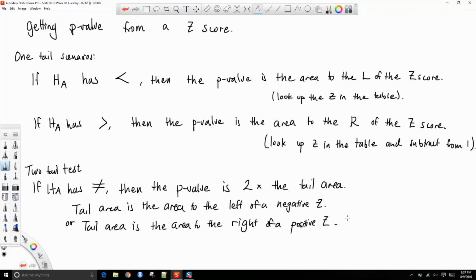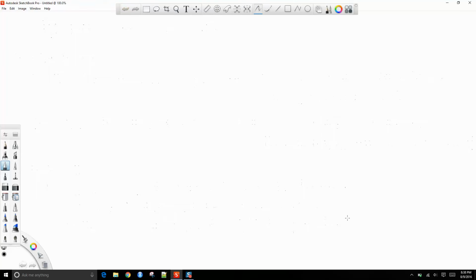Is that all right? Okay, and then the last step, step 4. It feels like a lot. You do it a few times, you'll get the hang of it. Step 4 is make a conclusion.